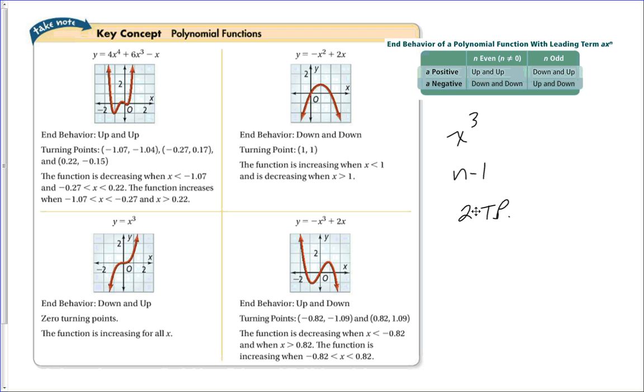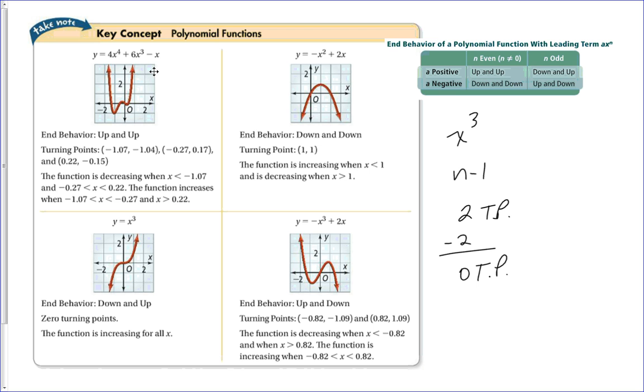Now, with that being said, if you subtract 2 from this, so minus 2, you could also have 0 turning points. Both of these are a good example of that. Here we have a third degree with 2 turning points. Here we have a third degree with no turning points because the graph doesn't change direction. When I mean change direction, I mean change from increasing to decreasing or vice versa.